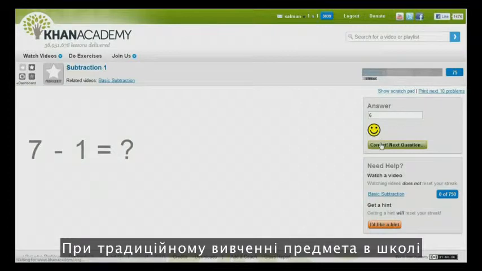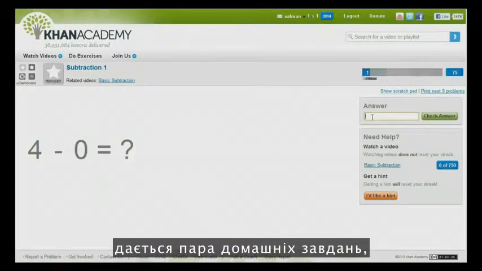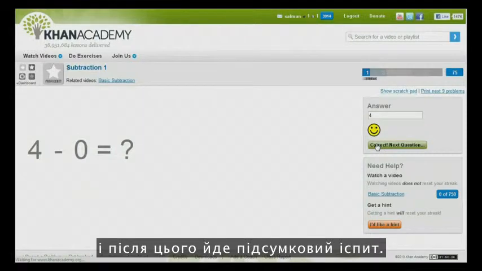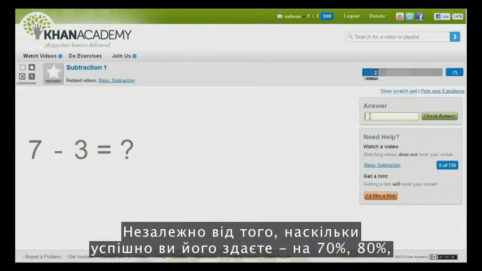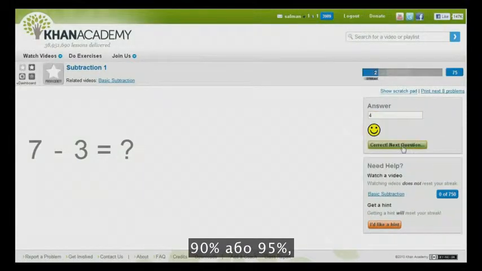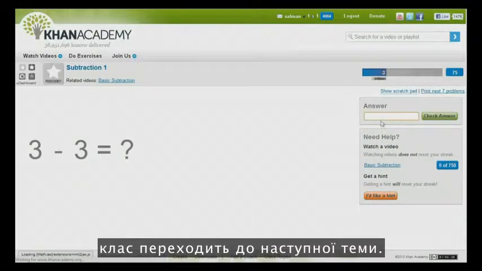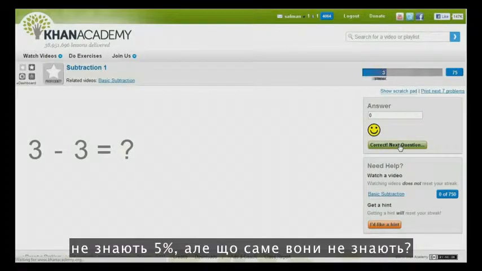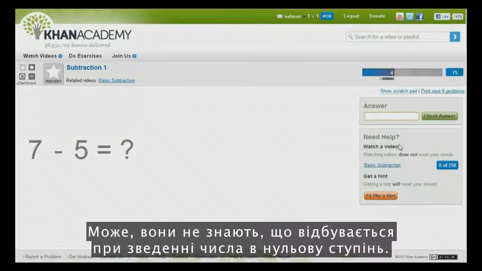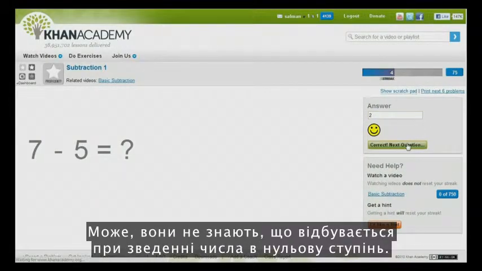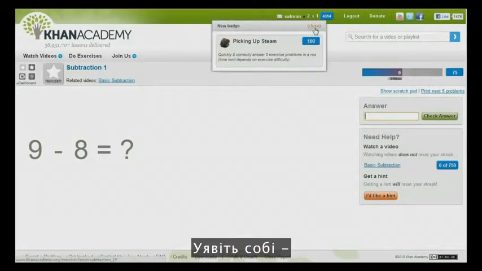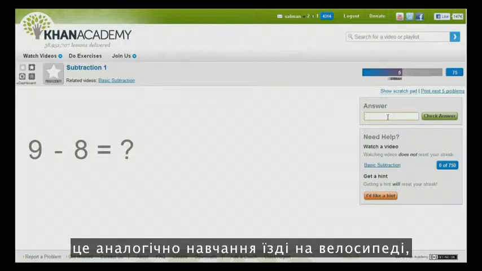In a traditional classroom, you have a couple of homework lectures, and then you have a snapshot exam. And on that exam, whether you get a 70%, an 80%, a 90%, or a 95%, the class moves on to the next topic. And even that 95% student, what was the 5% they didn't know? Maybe they didn't know what happens when you raise something to the 0th power. And then you go build on that in the next concept. That's analogous to, imagine learning to ride a bicycle.